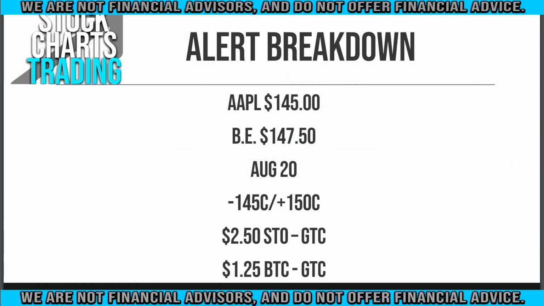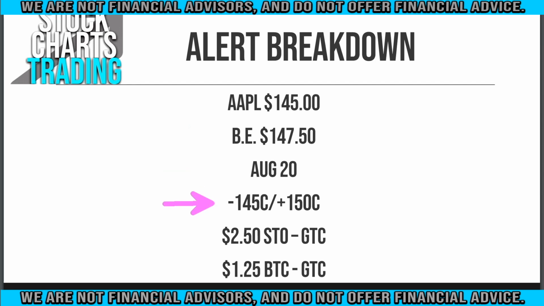Break down a stock charts trading alert. First will be the ticker. With the ticker, we'll give you the current amount that the stock is trading at. Right underneath that, we'll give you BE, which is break-even amount, and that will be determined by the strike of the option. Next, we'll give you the month of the expiration of the option that we're choosing.